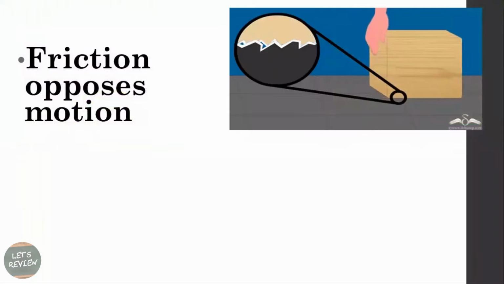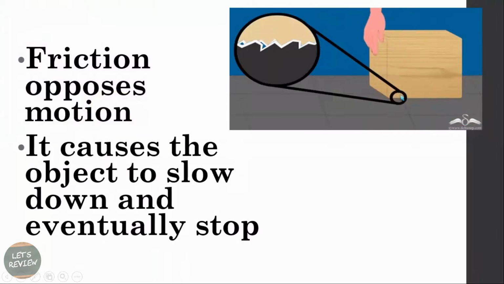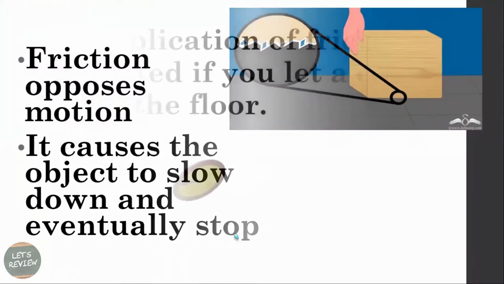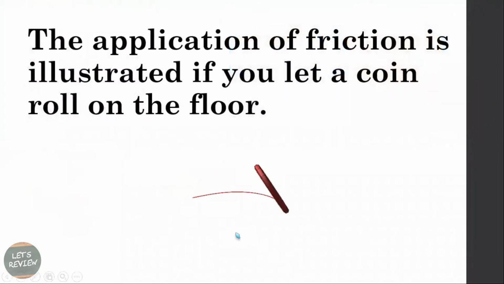Friction opposes motion. Always remember that. The function of friction, or what makes friction unique, is that it always opposes the movement of the object. Look at this animation. I want you to understand how the surfaces of the two objects act on each other. It causes the object to slow down when it's moving, and eventually it will stop the object from moving. That is what friction is doing to the movement of the object.